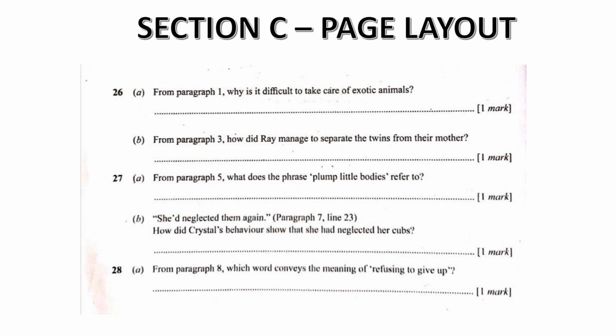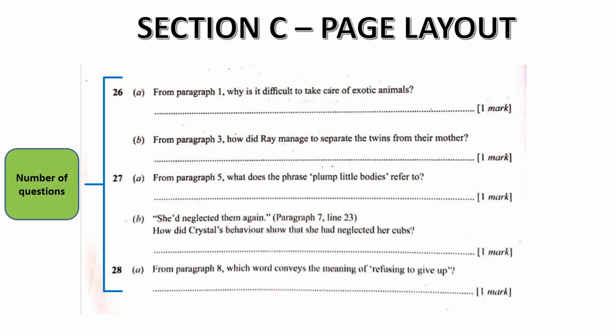Next is the comprehension questions. The numbers on the left are the question numbers. So the questions for section C begin from 26 until 31. 31 is the summary question.